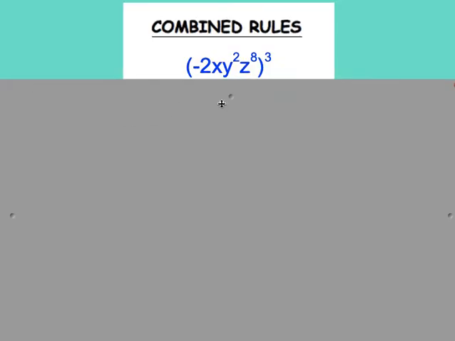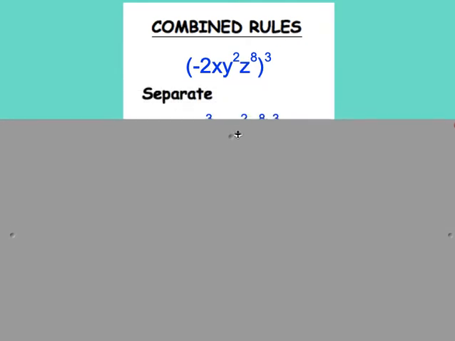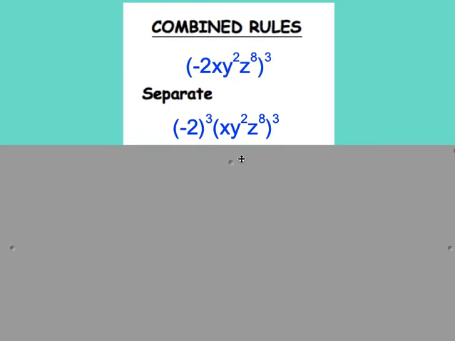Okay, now let's look at some more interesting problems. So you can flip ahead in your foldable. Okay, it says combined rules. It's on page 6. So when they're combined rules, I'm going to show you all the steps, but you can condense steps, and we'll talk about it as we go. So the first thing you want to do whenever you're doing combined rules is you want to give, in this case, everybody the third power. So what I do is I separate the coefficient from the variables. Negative 2 to the third, and then x y squared z to the 8th, all to the third.